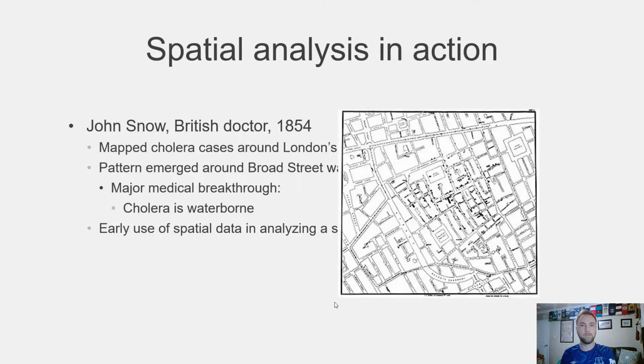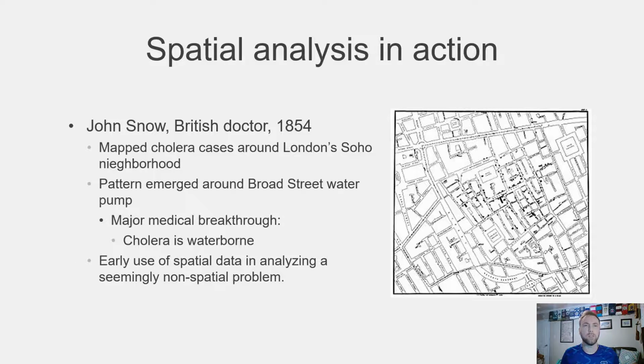Some of the earliest documented spatial analysis was done in the mid-19th century by a British doctor named John Snow, not the one from Game of Thrones. He mapped a cholera outbreak in London's Soho neighborhood, and anywhere there was a case of cholera, he essentially put a dot on a map. In this context, the dots were the raw data, right? He went out, collected locations, put them on a map, and had a suspicion that maybe there was some sort of spatial component to this cholera outbreak.